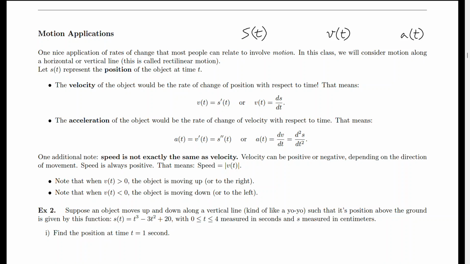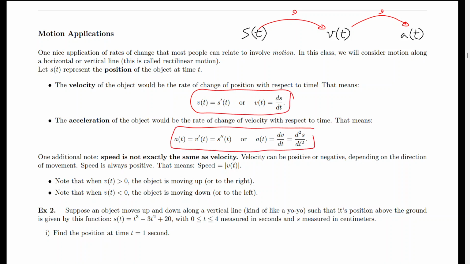Now, what's important for us in this section is to know how these three connect to one another. The relationship is this: if you're given s of t, the position of the object, and you want to know the velocity of the object, all you have to do is take the derivative. So take the derivative of s, and you will get v of t. Now, if you have the velocity of the object, but you want to know the acceleration, then again, to go from one to the other you would take the derivative. And that's what's being described in this paragraph below. So it's basically giving us the relationship between v and s, and also between a and v.